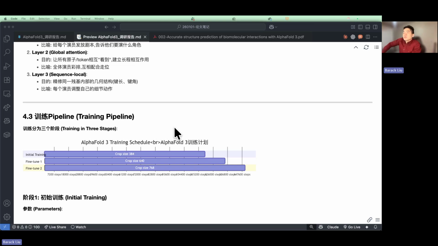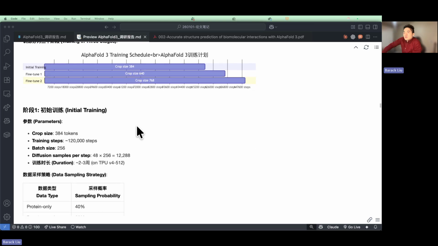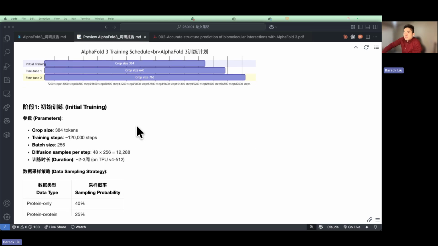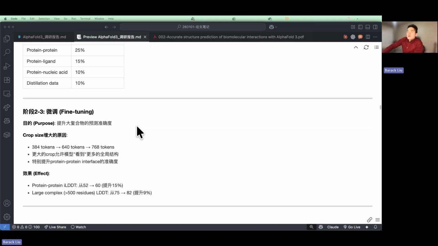Training pipeline. Training is divided into 3 stages. Initial training: parameters, data sampling strategy. Fine-tuning: stage 2 and 3, fine-tuning. Purpose.